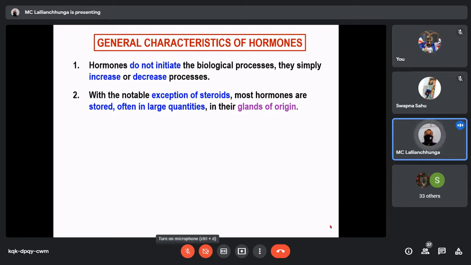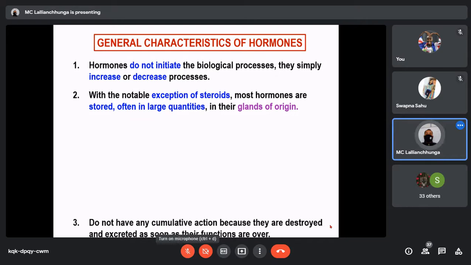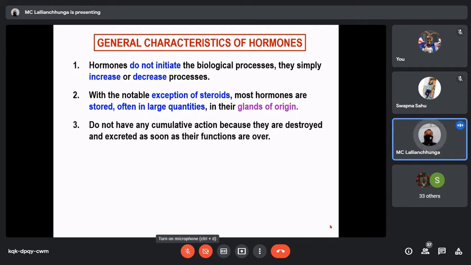For example, thyroxine hormone is synthesized in the thyroid gland, and a large amount of thyroxine can be stored in the thyroid gland. But the exception is steroid hormones, which we will also discuss; they are usually not stored in the glands of origin. So this is the second point. Third point: hormones do not have any cumulative action.